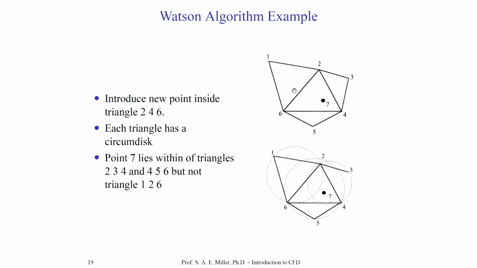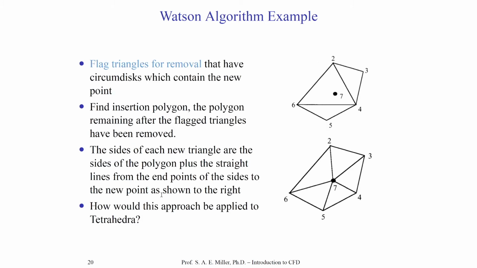Now each of these existing triangles in our mesh has a particular circumdisk. And you'll see, if we find the circumdisk in the lower right figure, for example, that point 7 happens to lie within the triangles 2, 3, 4, and 4, 5, 6, but not triangle 1, 2, 6. Well, that's good and bad. We will now flag triangles for removal that have circumdisks which contain the new point.